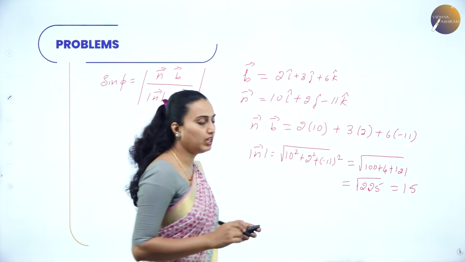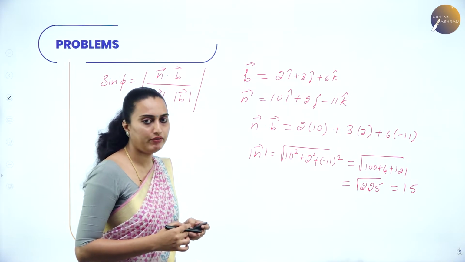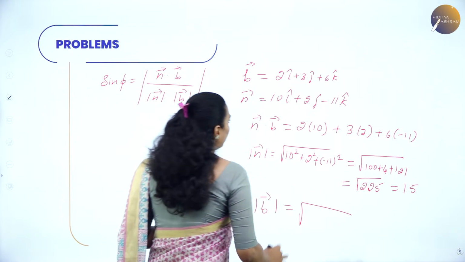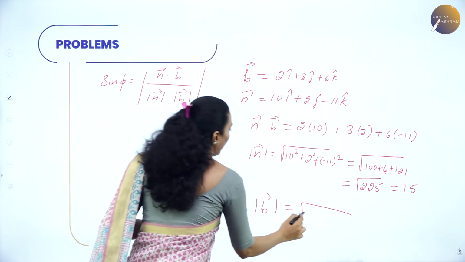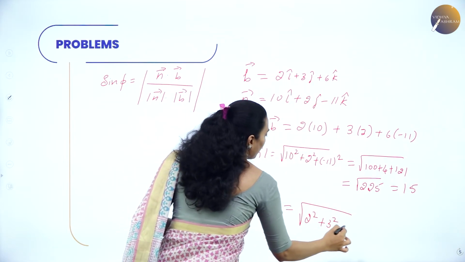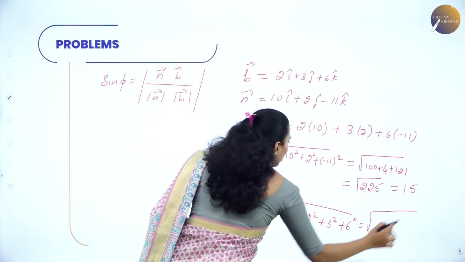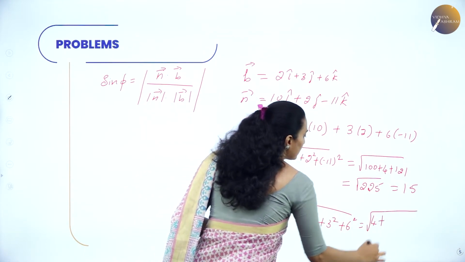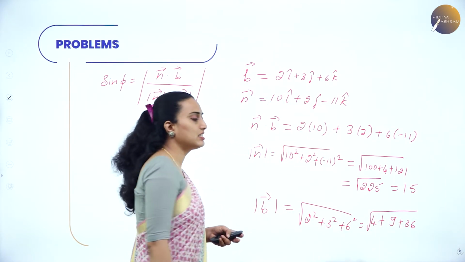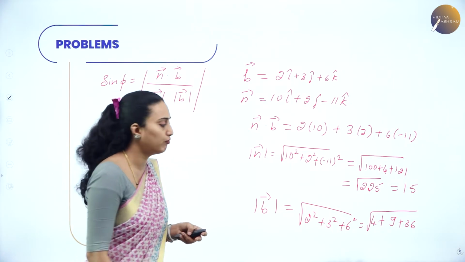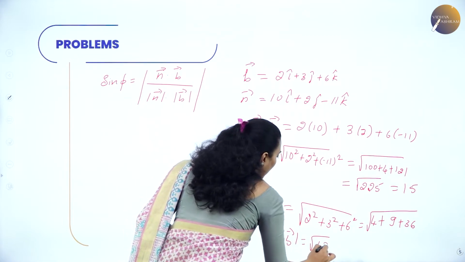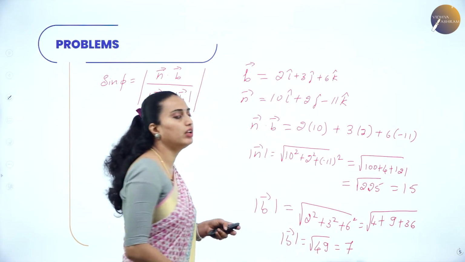That you know. Similarly, let me find out the magnitude of b vector. Now, the magnitude of b vector will be under the square root of, taking the coefficients of i, j, k, 2 squared plus 3 squared plus 6 squared. So, 2 squared is nothing but 4, plus 3 squared is nothing but 9, and 6 squared is 36. So, 36 plus 4, 40, 40 plus 9, 49. So, the magnitude of b vector is equal to under the root 49, which gives you the answer 7.